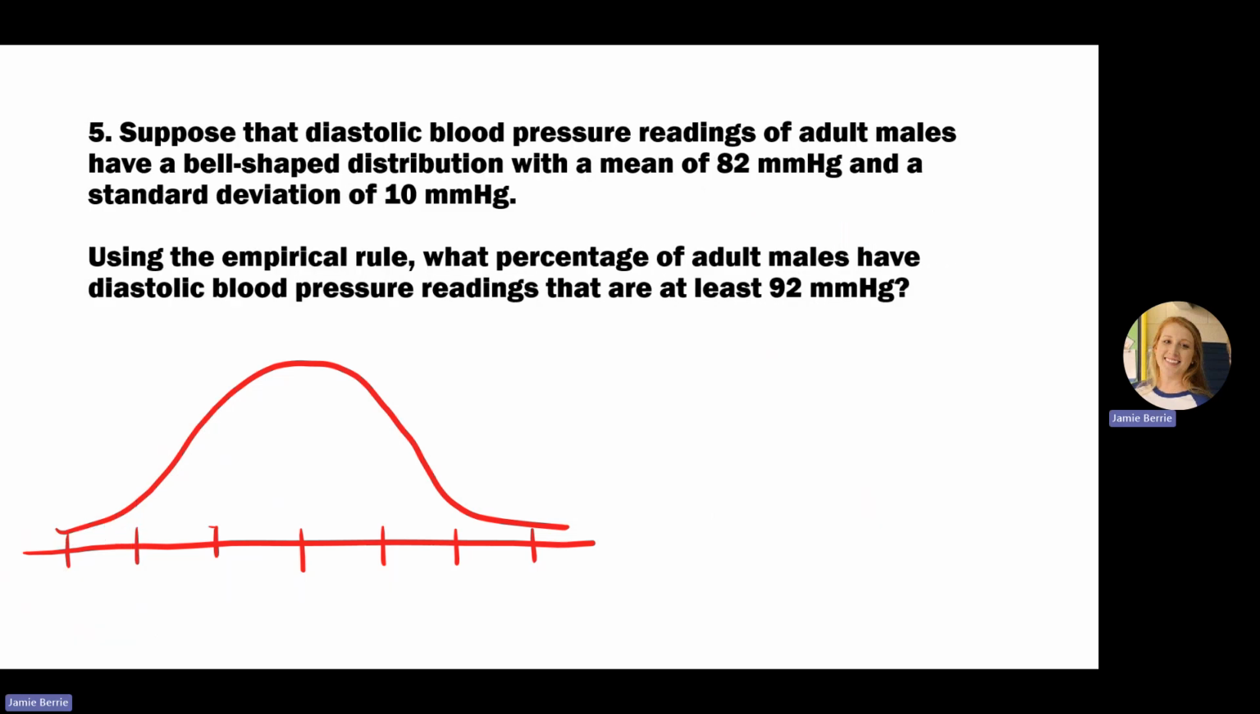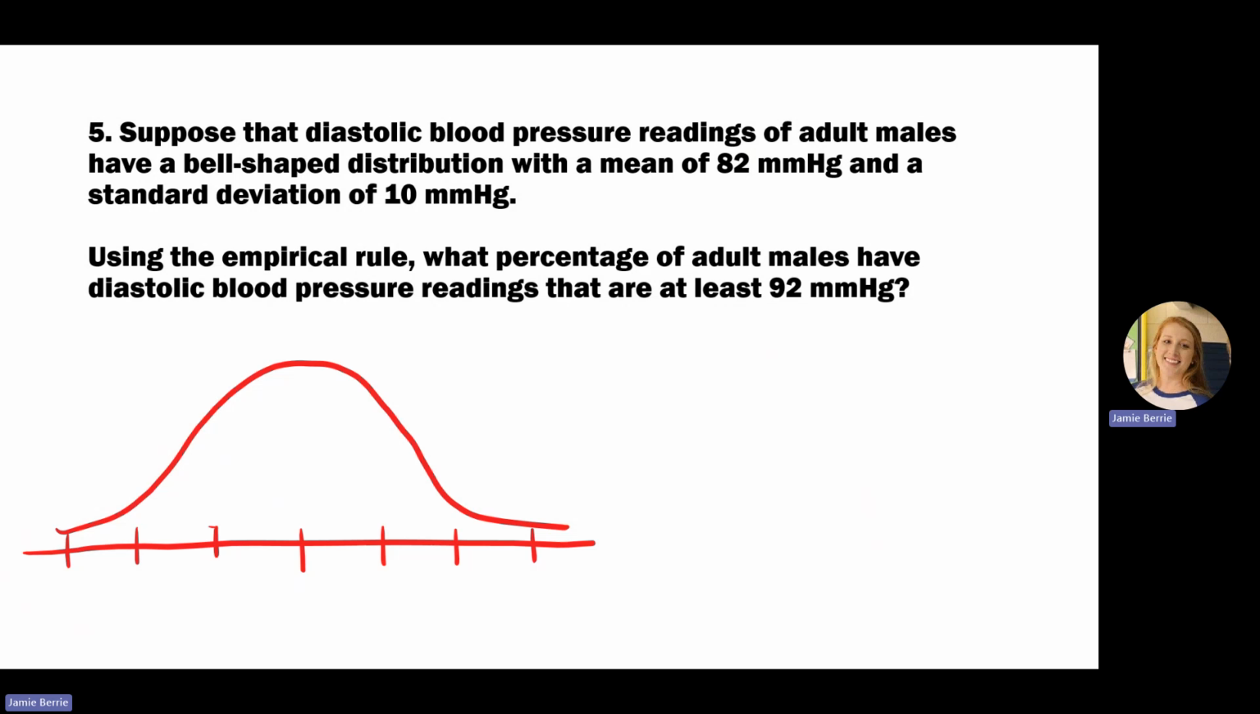And then the last question. Suppose that diastolic blood pressure readings of adult males have a bell-shaped distribution with a mean of 82 millimeters of mercury. Hold on, I'll Google it real quick. If you're a chemistry major, maybe you already knew that. That's our bottom number for a blood pressure reading, like 120/80. The mean for adult males is 82 and the standard deviation is 10.